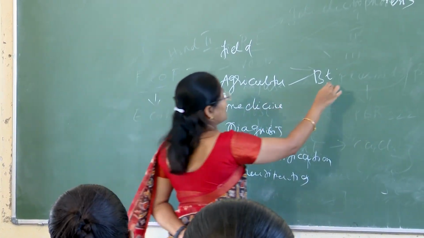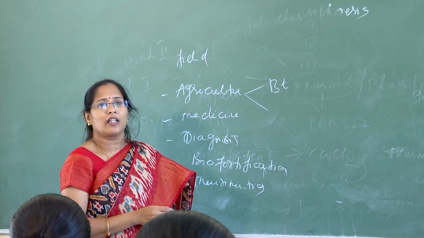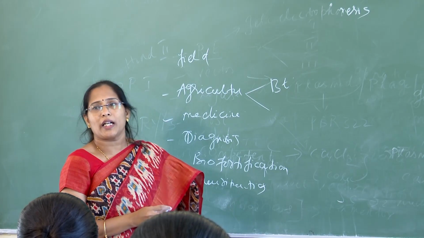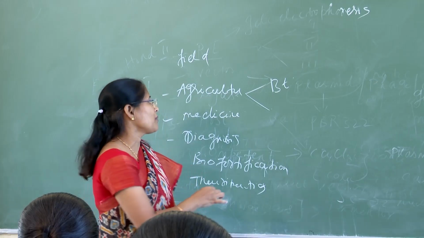Then next, other than Bt cotton, what are other products that we studied in agriculture? Pest resistance. Which pest resistance did we study? Root knot nematode, that we studied. What is the mechanism that they used?